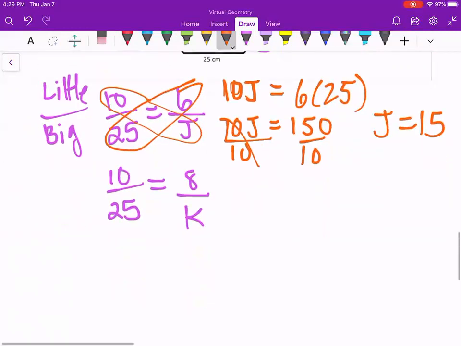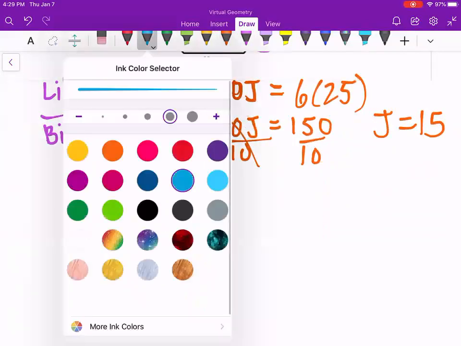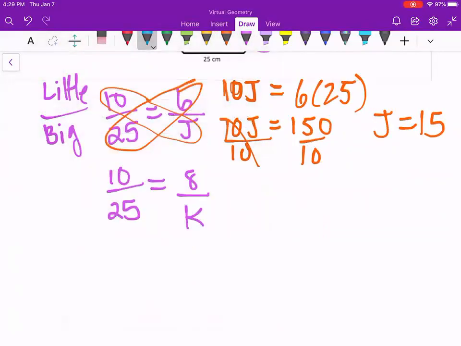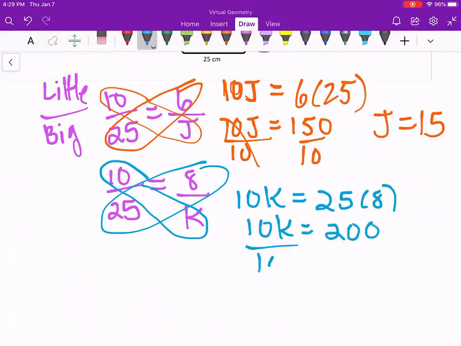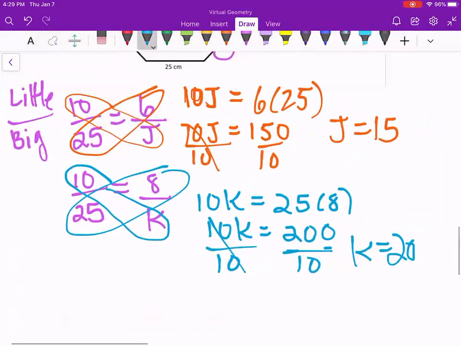All right, let's do the next one. Again, we'll cross multiply. 10 times K for 10K. 25 times 8. Whoops, not 80, just 8. All right, so 10K, 25 times 8 is 200. Now I can divide out the 10. And my K is 20.